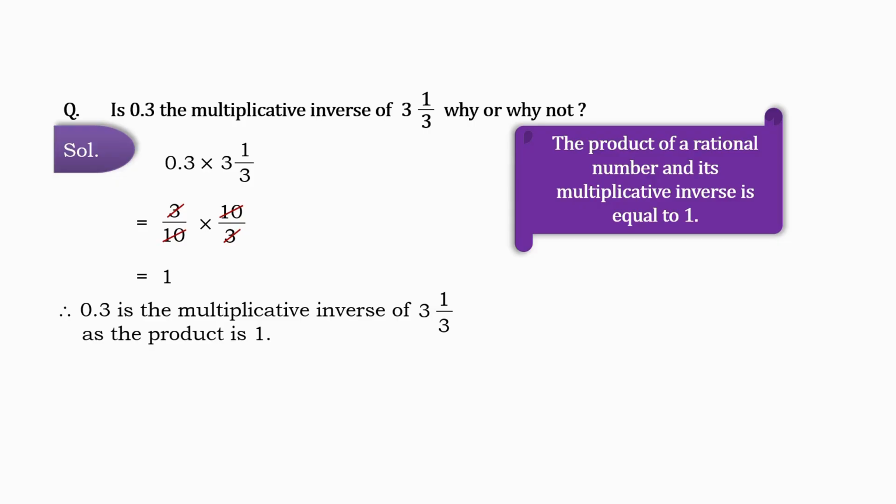So we got the product is 1. So 0.3 is the multiplicative inverse of 3, 1 by 3 as the product is 1.